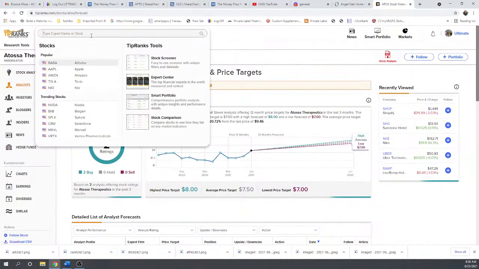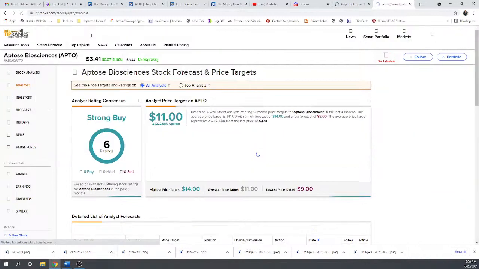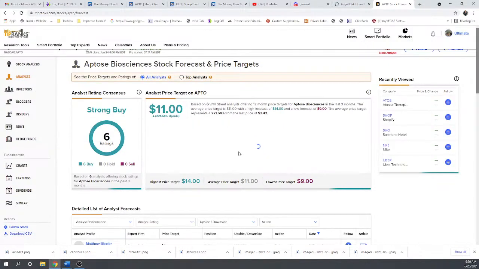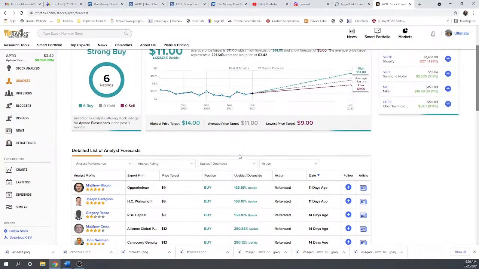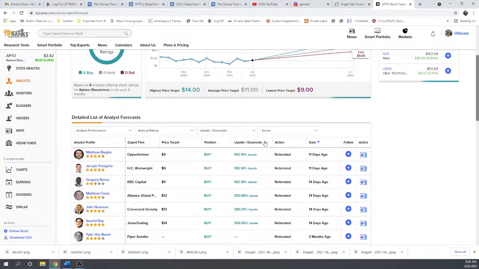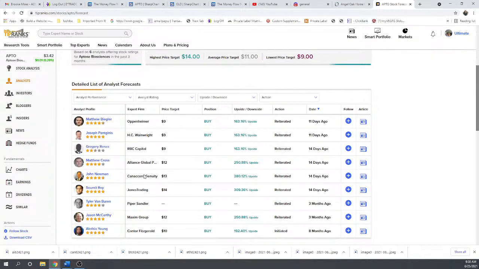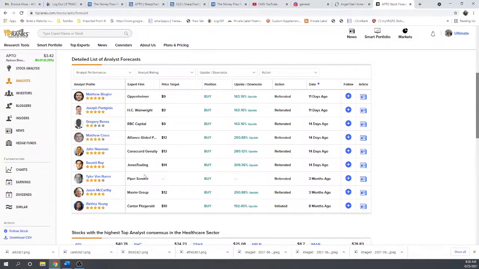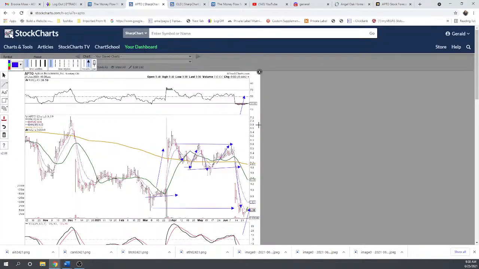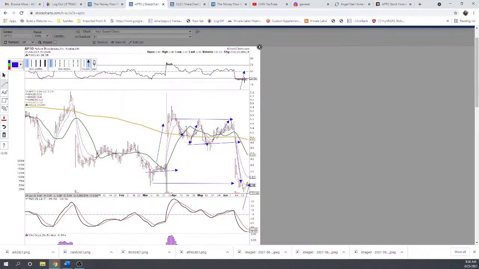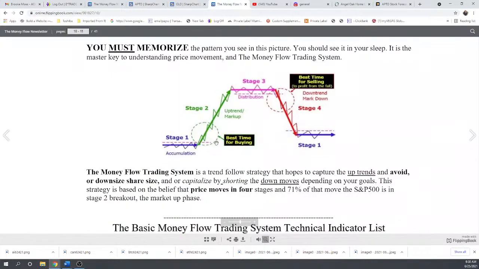Is the stock worth more money? APTO. Let's see. Damn. They say it's worth $11. So let's go look. Are these stupid analysts? No. Good company. Good company. Come on, man. This is $3. It's in a stage 1. It's $3 in a stage 1. They're saying it's worth 11.